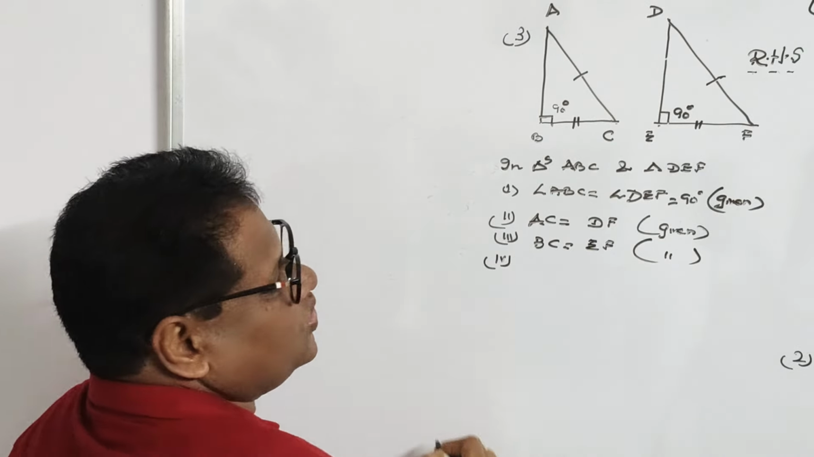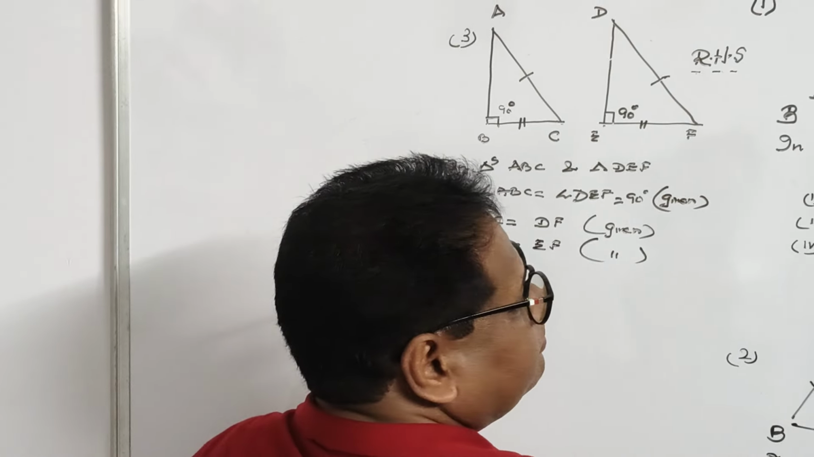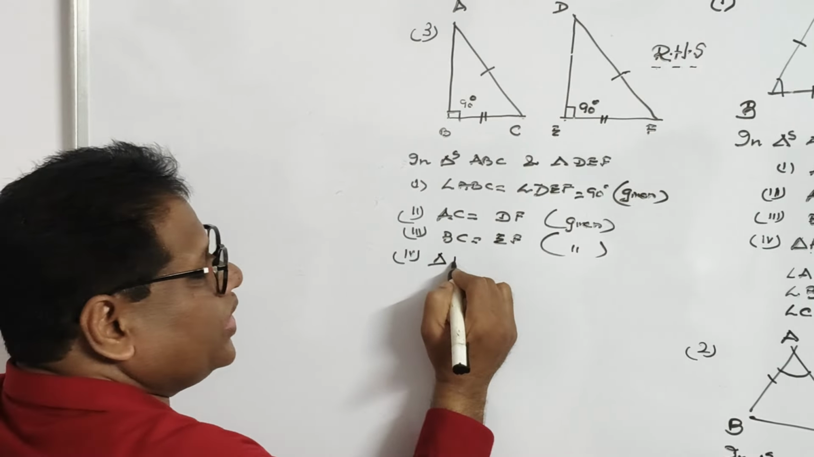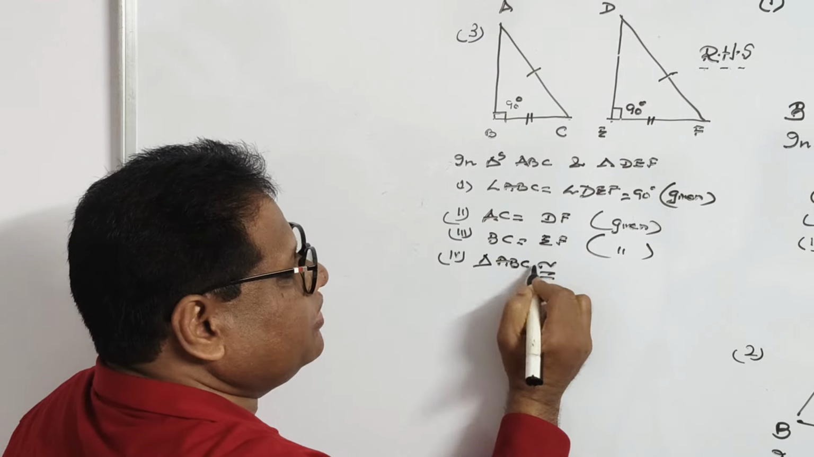So now we are writing the fourth statement, discussing the condition. Here the fourth step. So remember the fourth step you are writing is you are connecting the 2 triangles as congruent by using this symbol. This is the symbol for congruency.